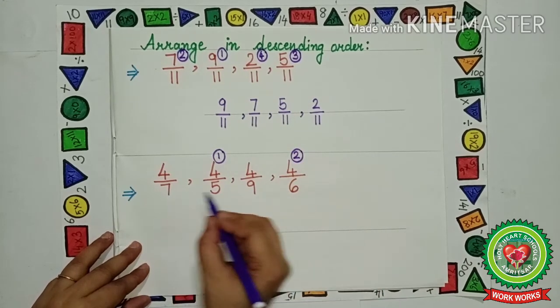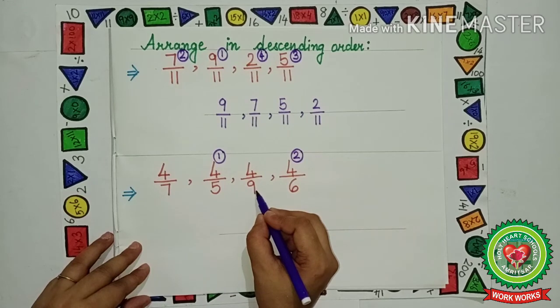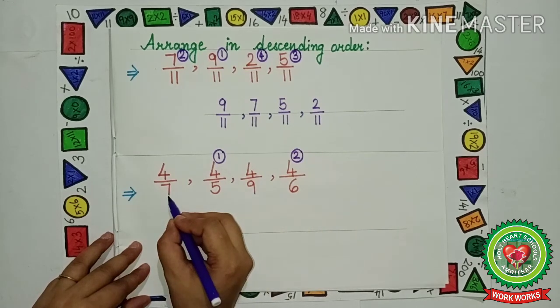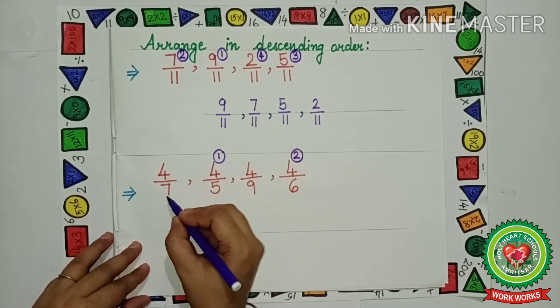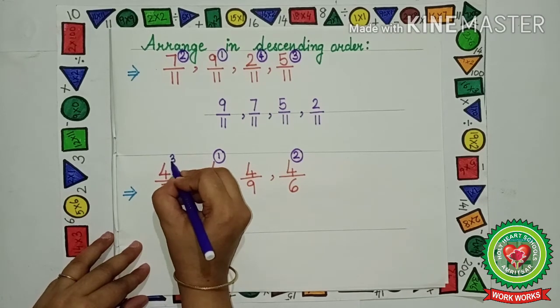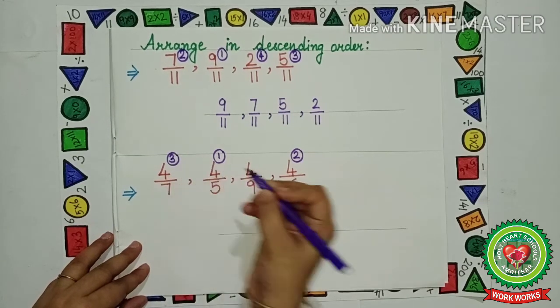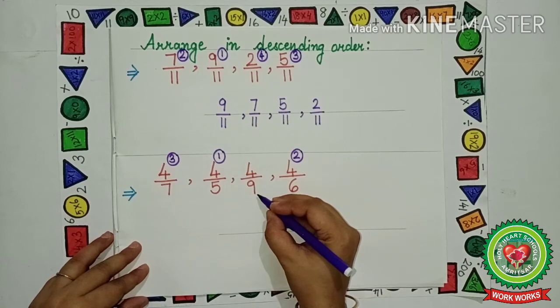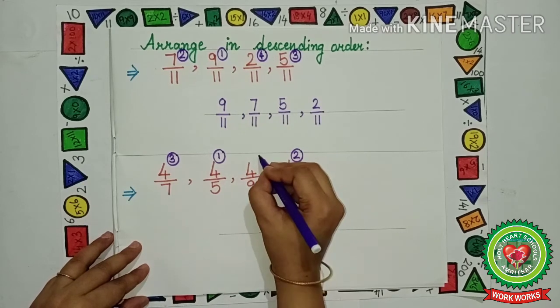Now among 7 and 9, which is the smallest denominator? That is 7. So 4 upon 7 will be the next in the order. Now which one will be the last one? That is 4 upon 9.